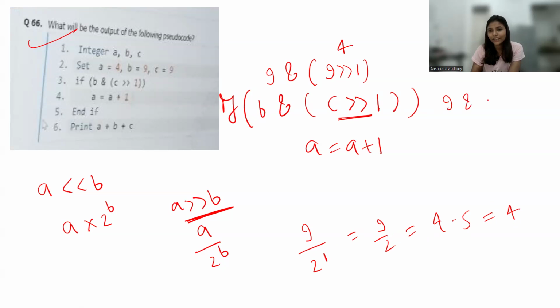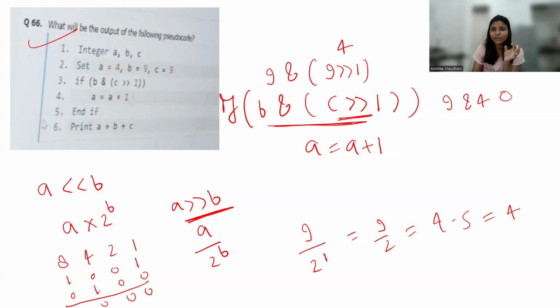Now 9 and 4, this is what we need to take. I'm writing here 8, 4, 2, 1. So the binary code of 9 will become 1 0 0 1, and for 4 it is 0 1 0 0. Now taking AND, 1 and 0 will become 0, 0 and 1 is 0, 0 and 0 is 0, 1 and 0 is 0. So all will be 0 only. So this thing will become 0.